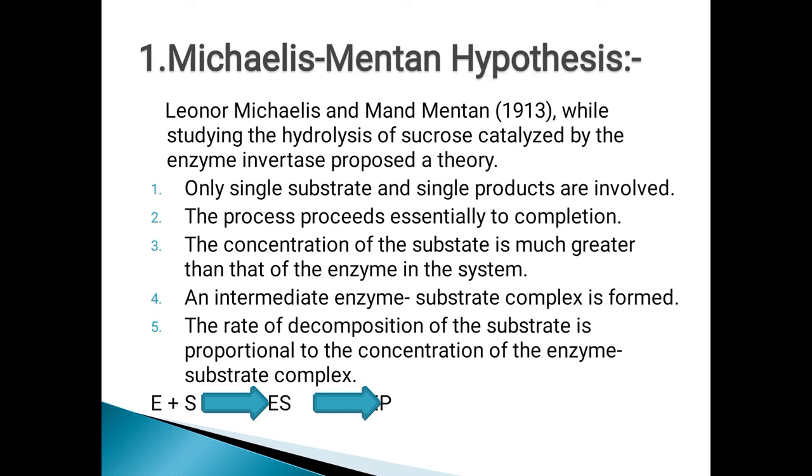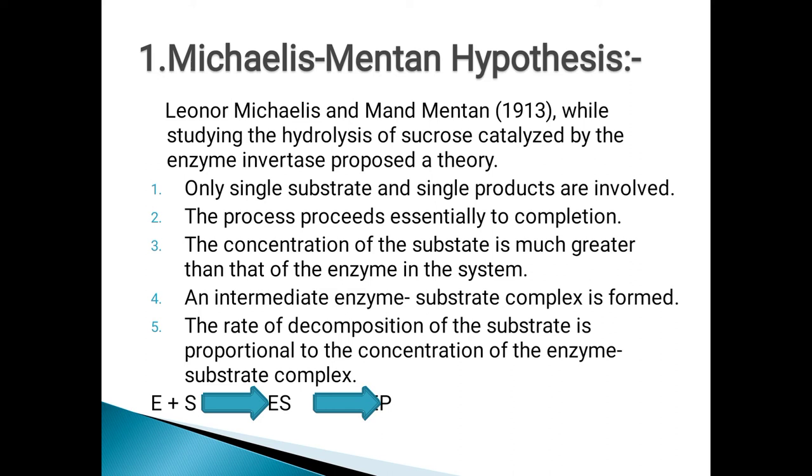This is shown diagrammatically in this slide: E plus S is in equilibrium with ES, which gives EP. E denotes the enzyme, S denotes the substrate, ES means the enzyme-substrate complex, and EP means the enzyme-product complex. The substrate is already present in the reaction, and the enzyme reacts with this substrate to form the enzyme-substrate complex.